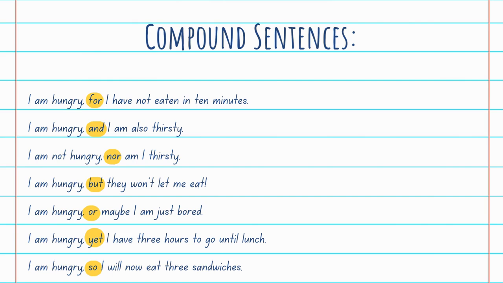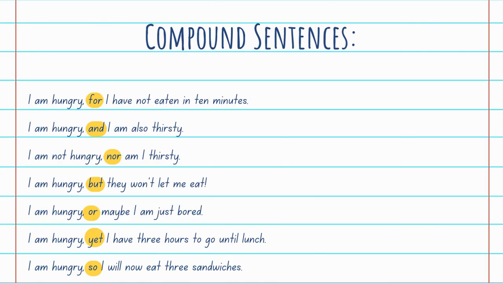I am hungry, comma, and I am also thirsty. Just joining two simple things. I am hungry, and I'm also thirsty. I am not hungry, nor am I thirsty. So here showing that I am neither hungry nor thirsty. I am hungry, but they won't let me eat. So here that contrast, I want to eat, I am hungry, but they will not let me. Terrible.